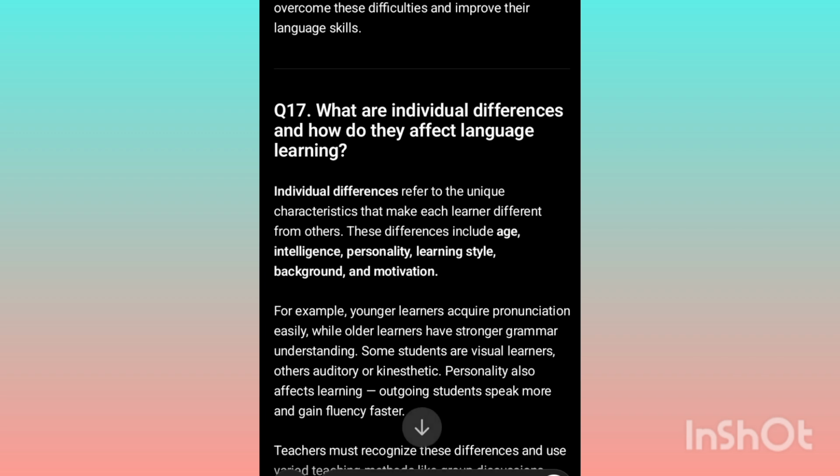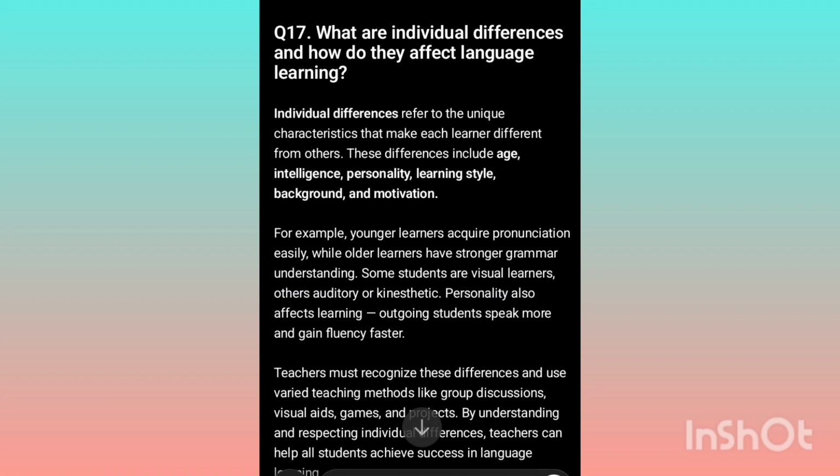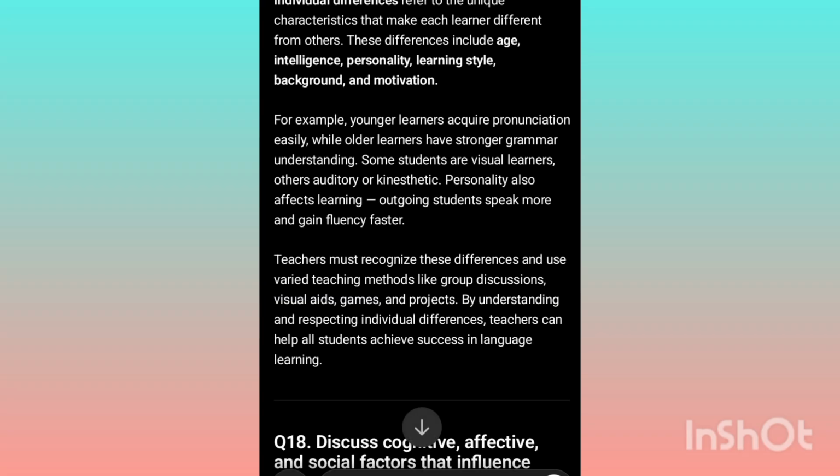Q17. What are individual differences and how do they affect language learning? Individual differences refer to the unique characteristics that make each learner different from others. These differences include age, intelligence, personality, learning style, background, and motivation. For example, younger learners acquire pronunciation easily, while older learners have stronger grammar understanding. Some students are visual learners, others auditory or kinesthetic.